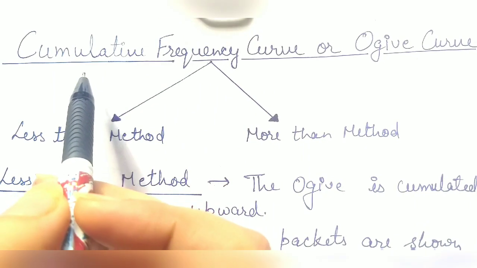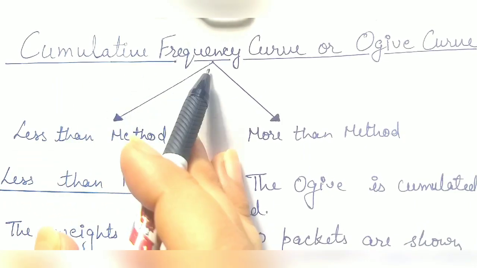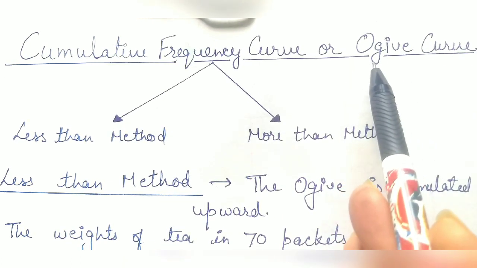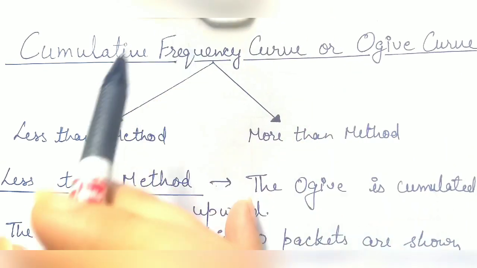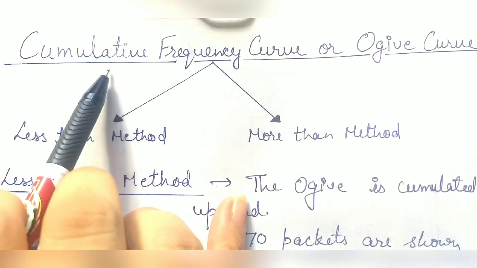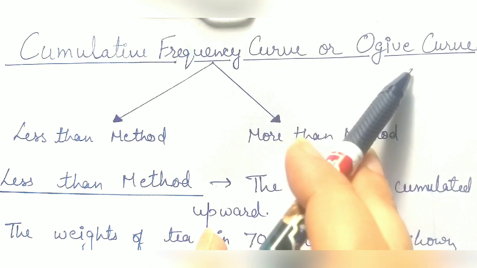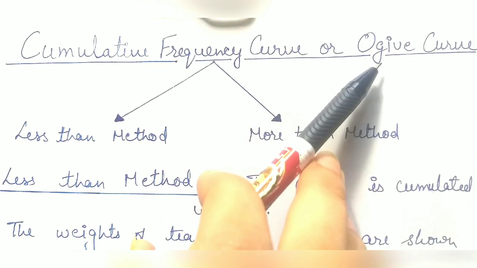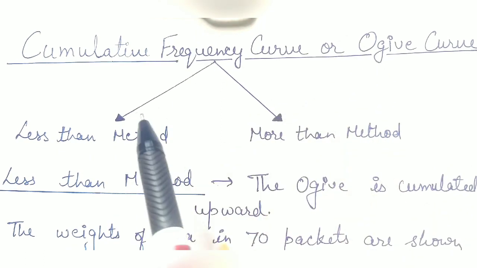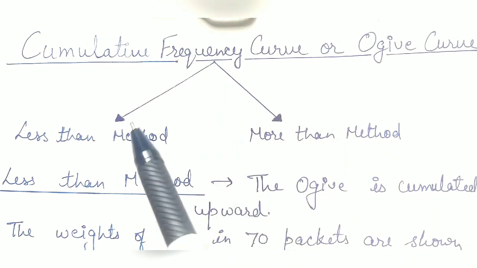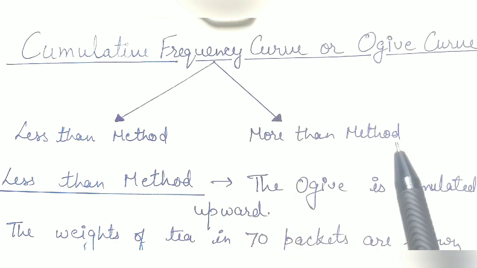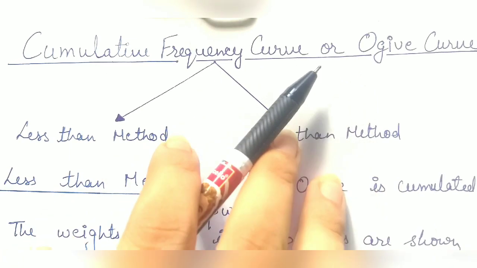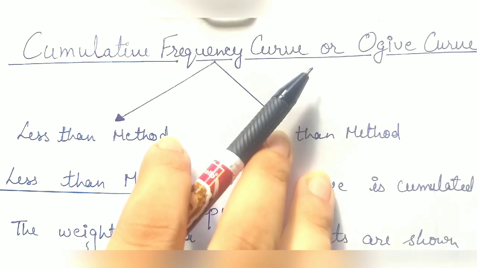In this video, we will study a new topic, cumulative frequency curve or ogive curve. Some people pronounce it one way and some another. It has two methods, less than method and more than method. But the first question that arises is, what is an ogive?